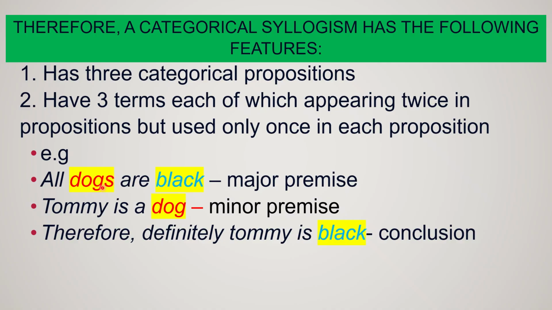So arguing that all dogs are black and Tommy is a dog, definitely Tommy is black, is a valid but not a sound argument. We do not mainly focus on the soundness of an argument or making the argument conform with reality. We are just making the argument valid, so that the conclusion has necessarily been derived from the premises.